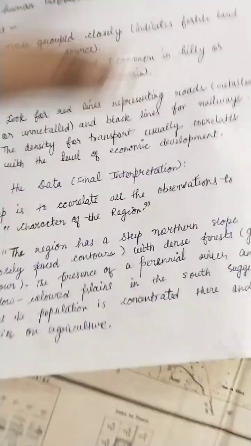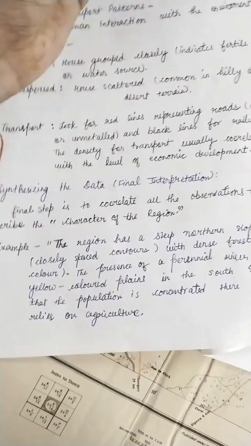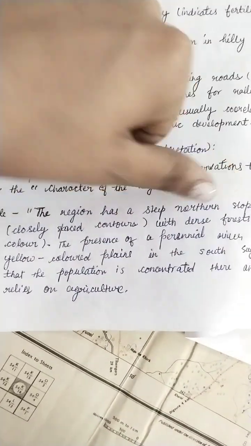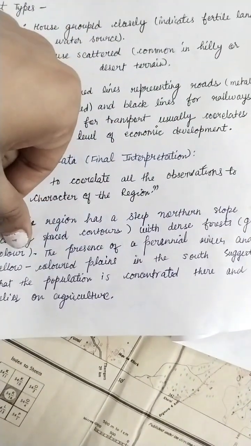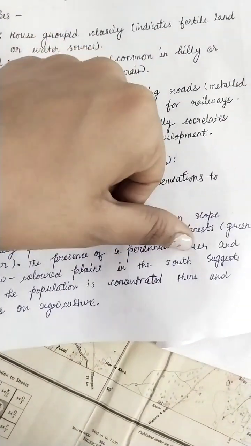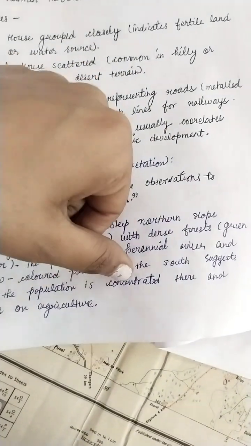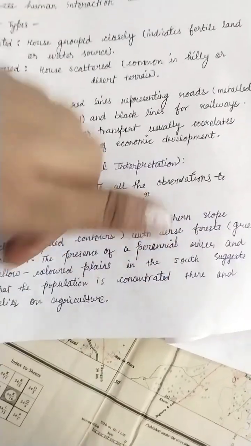Further on, we will do a final interpretation. If we are asked to write it in one paragraph, or if the teacher asks, I have written that the region has a steep northern slope, closely spaced contours with dense forest green color. The presence of a perennial river and yellow colored plains in the south suggests that the population is concentrated there and relies on agriculture. So this is how we interpret a topo sheet.